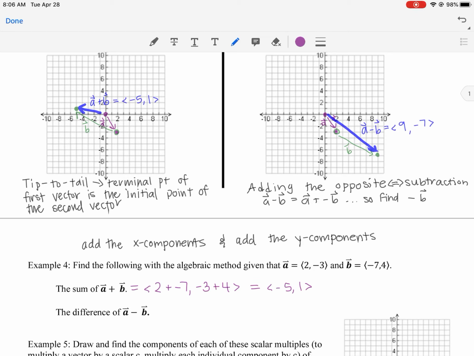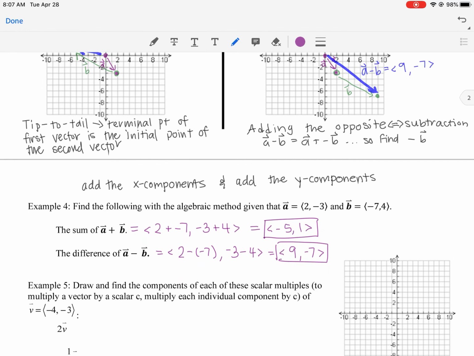And notice how that matches what we got up there on the graph. So let's talk about vector A minus vector B. We take the x component of vector A, which is 2, minus a -7. We do comma, -3 minus 4. 2 minus the -7 is really like adding, so we get a +9. -3 minus 4 is a -7. And you'll notice these match what we got up on our graphs above.